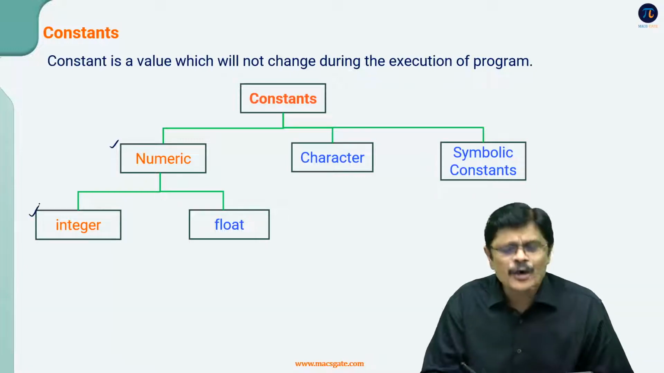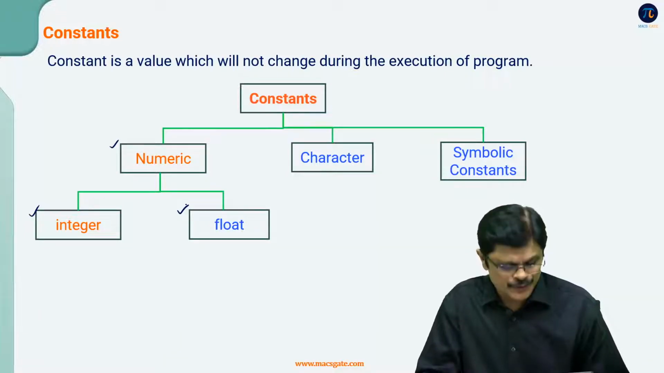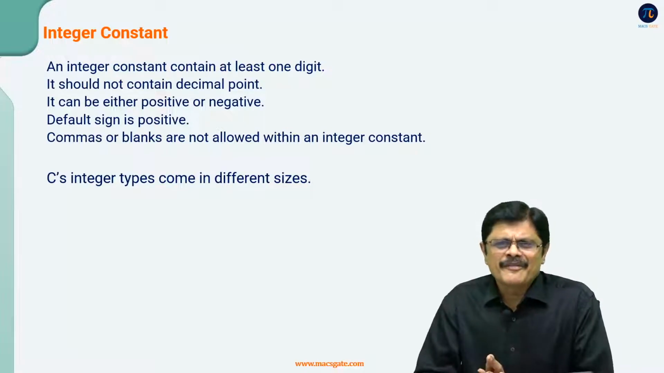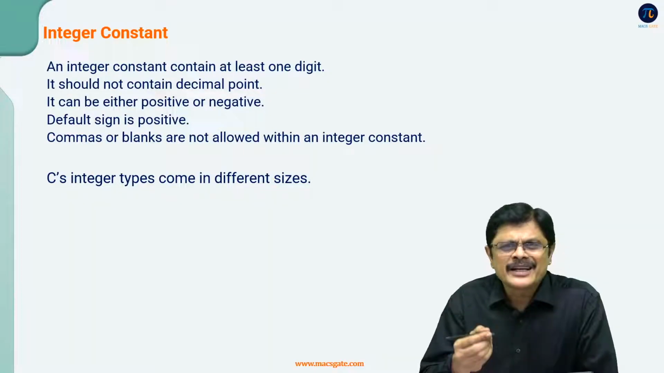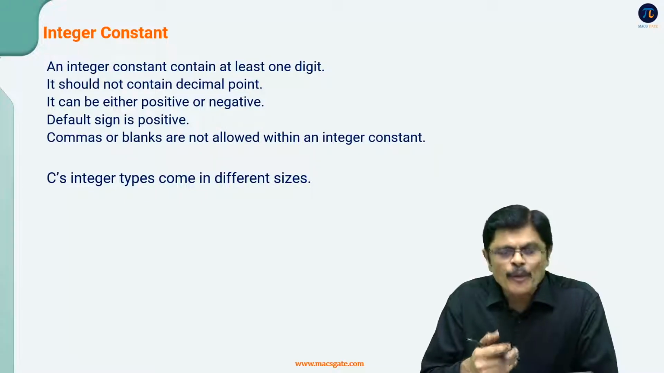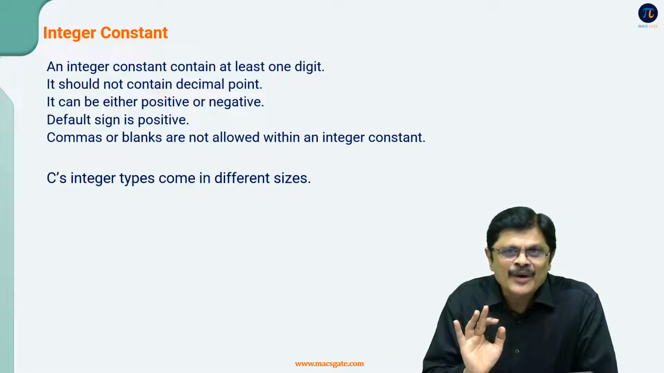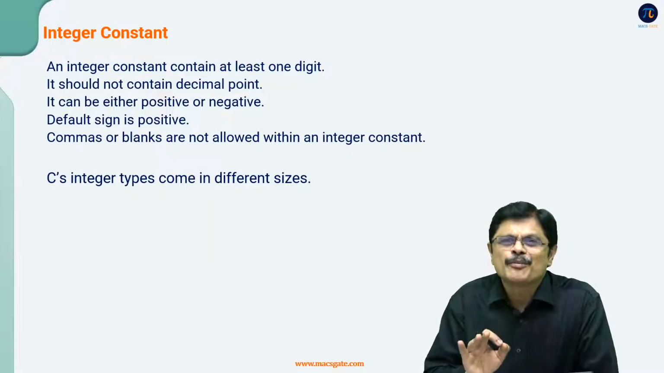The numeric constants are of two types. One is integer and the other one is floating point. My dear friends, you all know integer constants. An integer constant should have at least one digit. It should not contain any decimal points. No blank spaces or commas are allowed. It can be positive or negative. By default, we take it as positive.